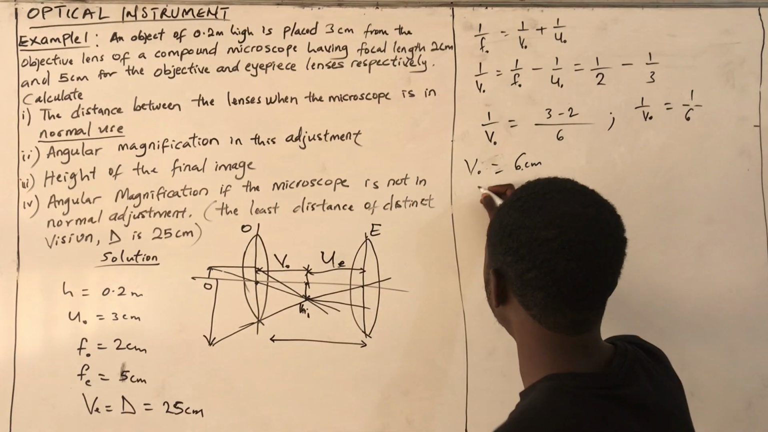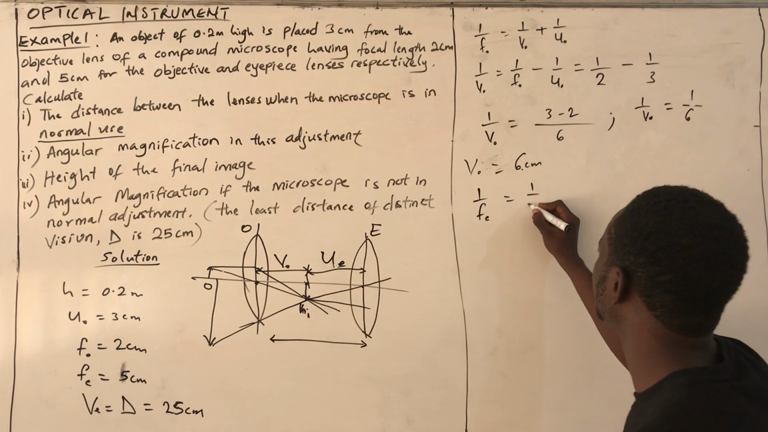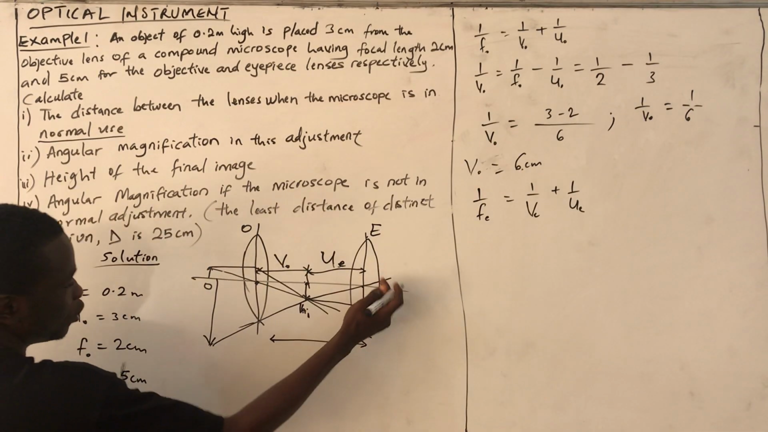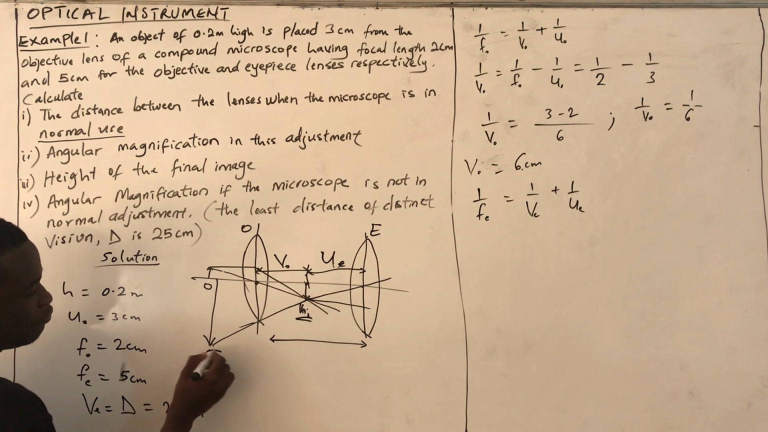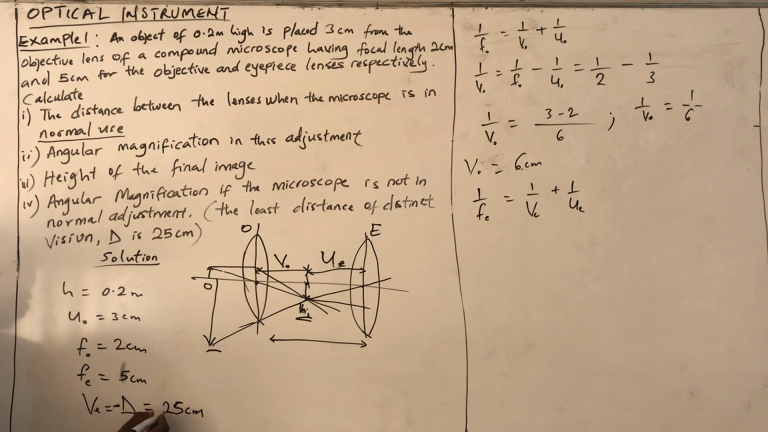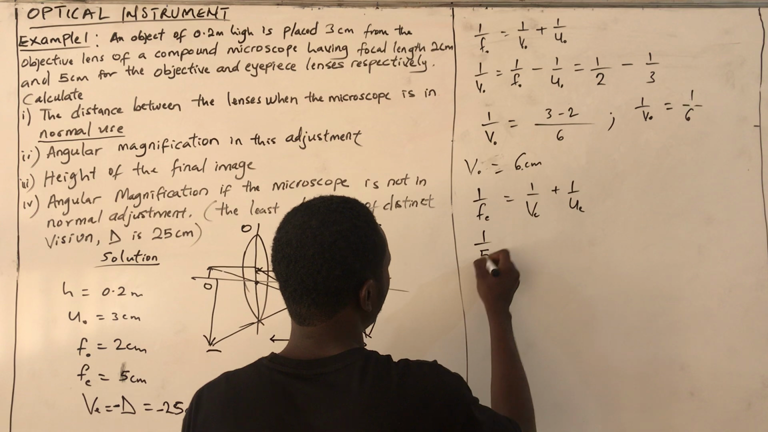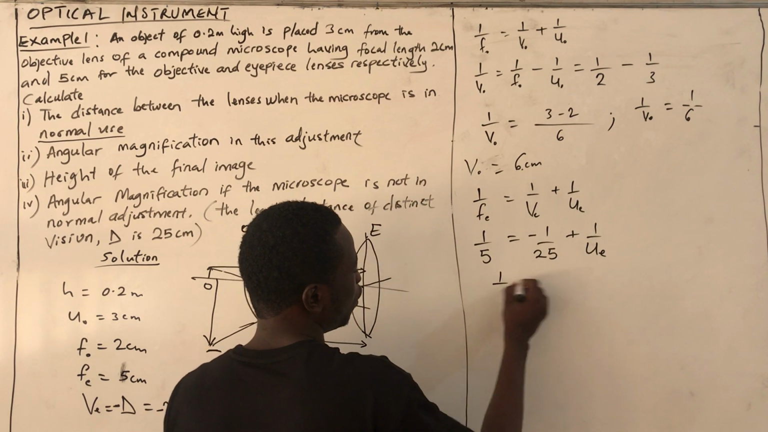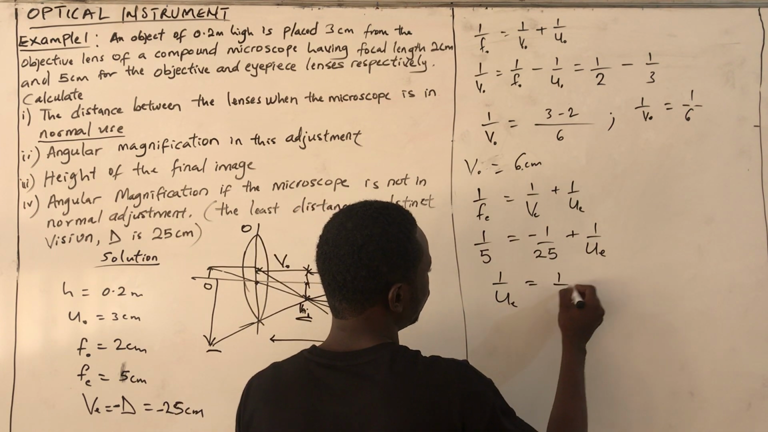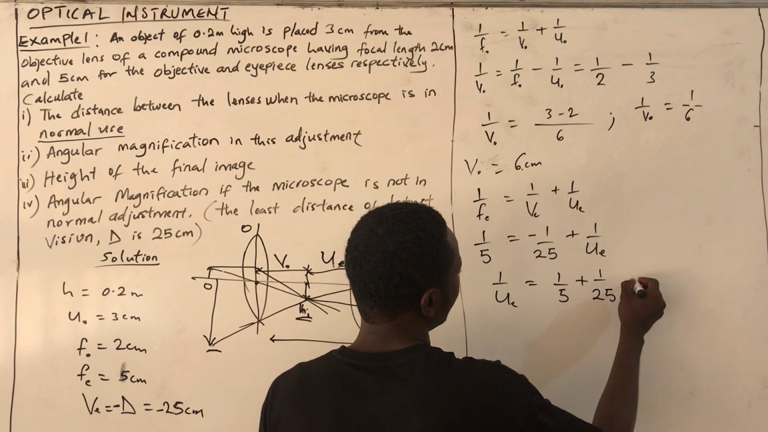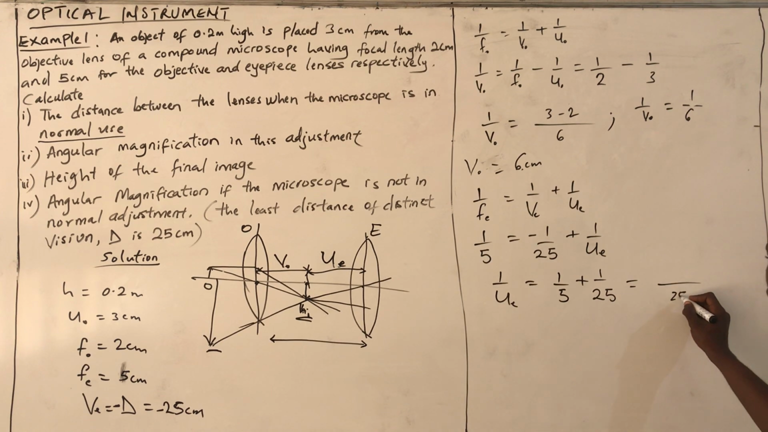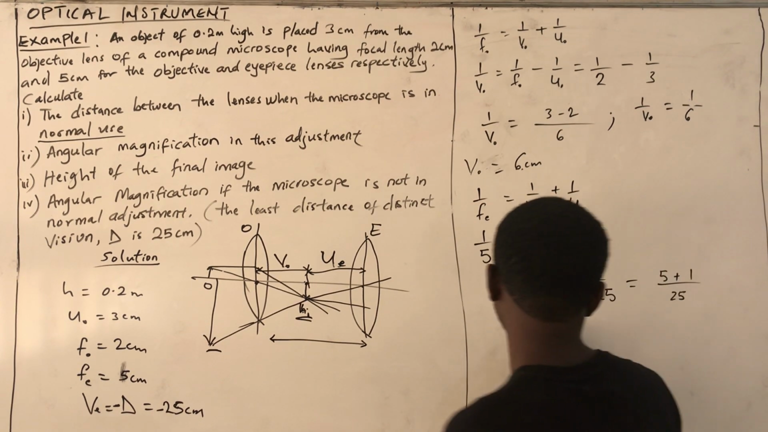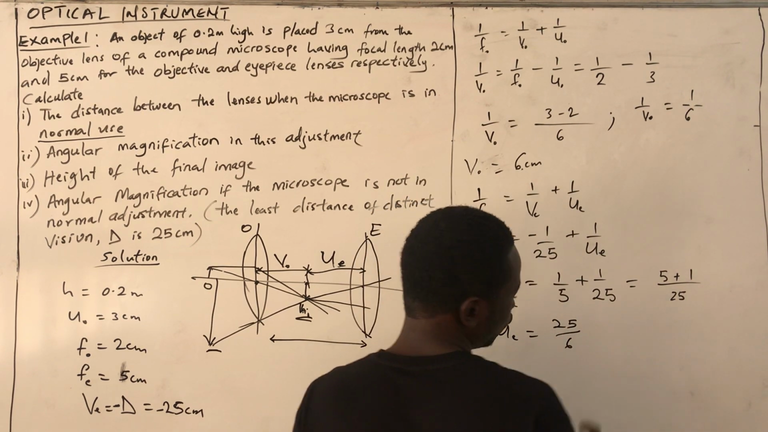Using the lens formula, 1 over FE is equal to 1 over VE plus 1 over UE. But look at the image produced by this lens: this is where the object is, and this is where the image is. They are on the same side, so definitely it is virtual, so this is negative. So we have 1 over 5 equals minus 1 over 25 plus 1 over UE. So 1 over UE is equal to 1 over 5 plus 1 over 25. So we have 25 over, 5 plus 1, so UE equals 25 over 6.